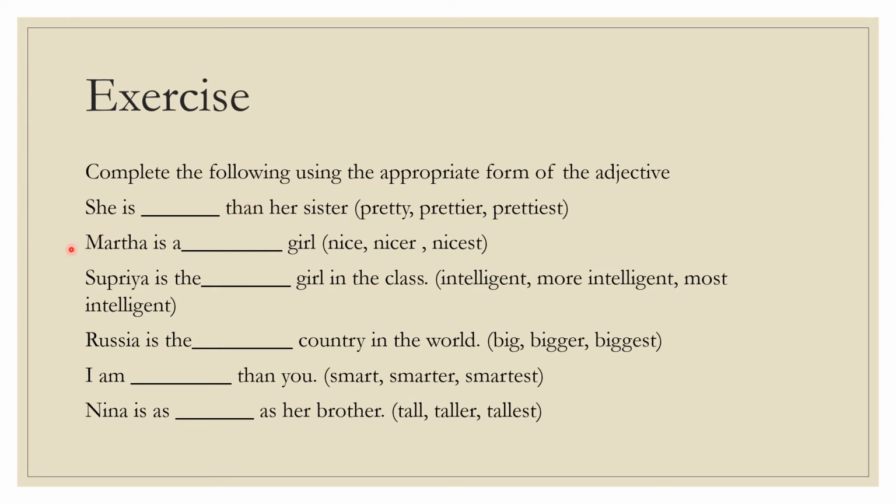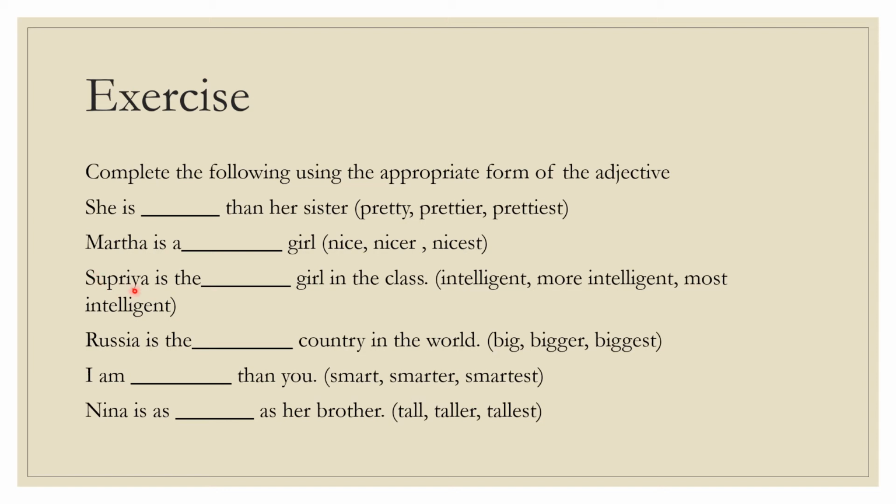The second sentence: Martha is a dash girl. The alternatives: nice, nicer, nicest. So the correct answer is Martha is a nice girl. Nice is in the positive degree. It is the simplest form of adjective when no comparison is made.